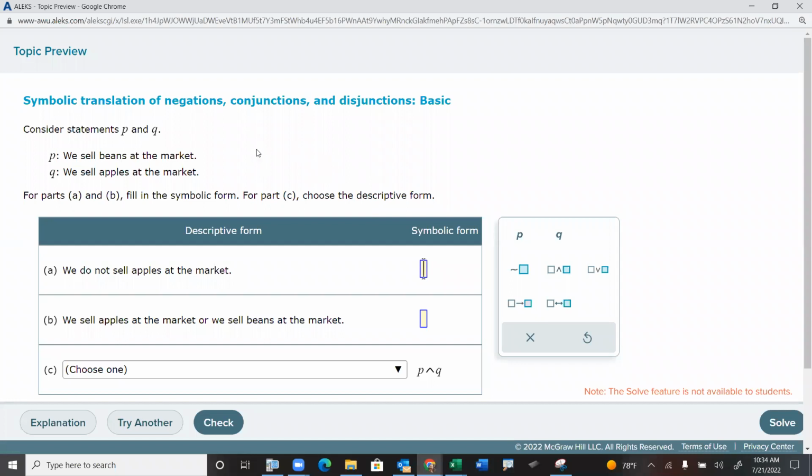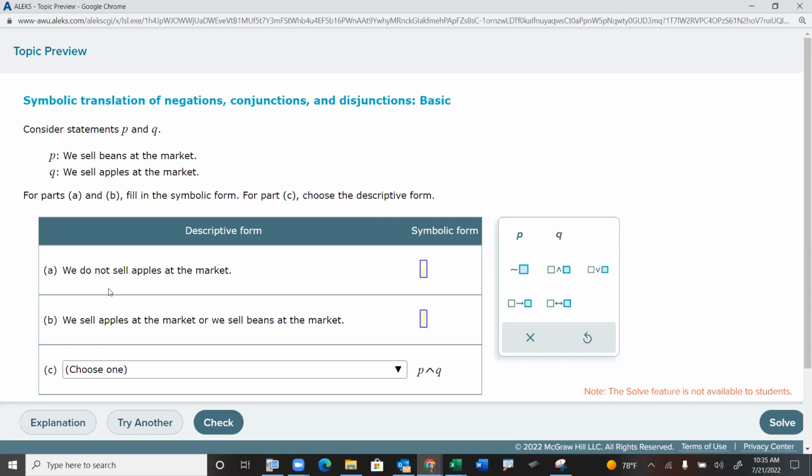On this one, now we're going to add some more to the whole negation and conjunction and disjunction. They give us two statements. We sell beans at the market, magic beans, and we're going to call that statement P. Why call it P? Because we don't want to write "we sell beans at the market" every time. We'd rather just write P. And Q stands for we sell apples at the market.